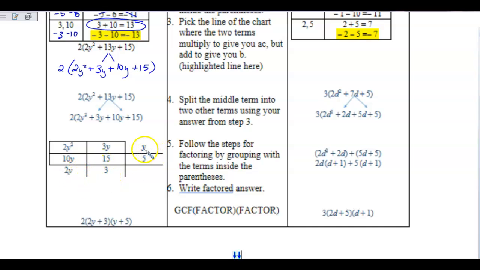And so that means I have y plus 5 times 2y plus 3. And then don't forget we had that greatest common factor of 2 before. And so that's the factorization using this method of that polynomial.